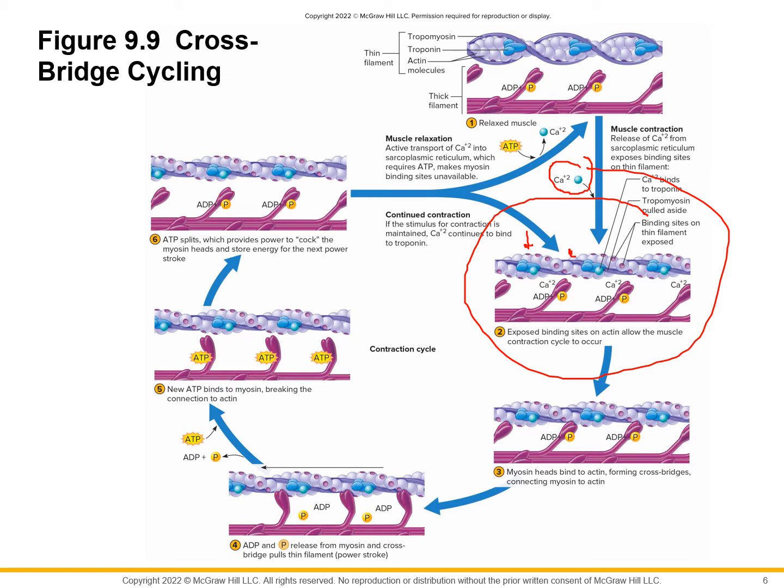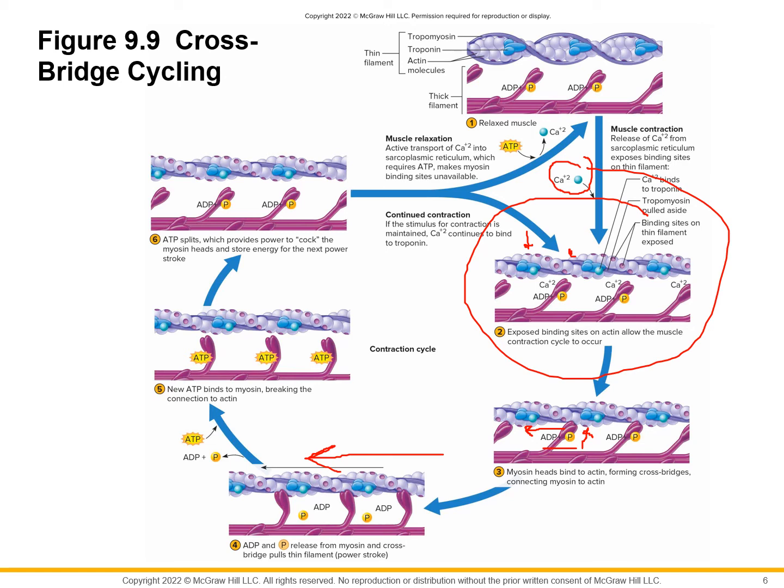When those binding sites are exposed, the myosin is going to bind to it, and in doing so, it has to let go of the ADP and phosphate it's holding, and in doing that, it changes shape and pulls forward. This is going to pull the whole part of actin towards the middle, actin attached to the Z line, so the sarcomere is going to shorten.